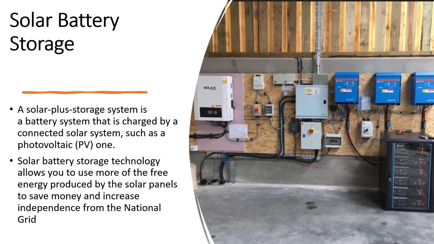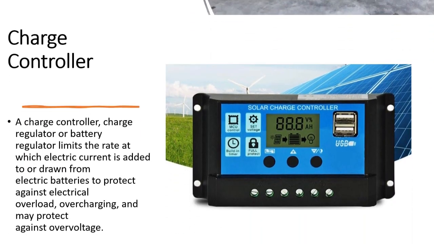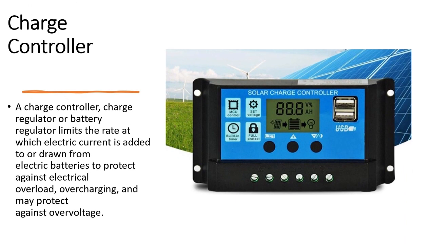A solar plus storage system is a battery system that is charged by a connected solar system, such as a photovoltaic one. Solar battery storage technology allows you to use more of the free energy produced by the solar panels to save money and increase independence from the national grid. A charge controller, charge regulator, or battery regulator limits the rate at which electric current is added to or drawn from electric batteries to protect against electrical overload, overcharging, and may protect against overvoltage.